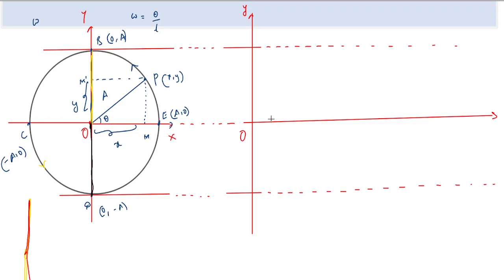If you plot a graph here, we're plotting the y displacement versus time. The graph would be something of this kind. The value of y is increasing. When the particle goes to point B, y becomes maximum. When the particle goes from point B towards point C, y is decreasing.